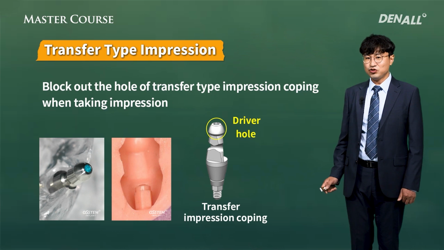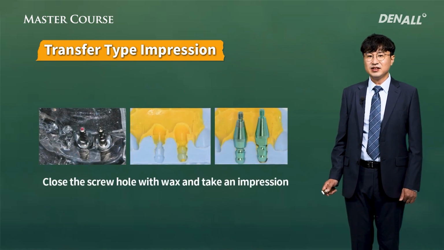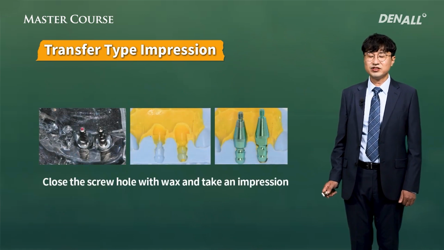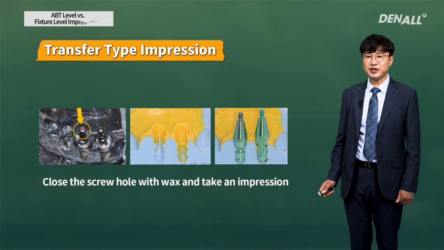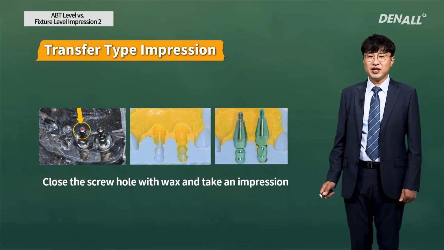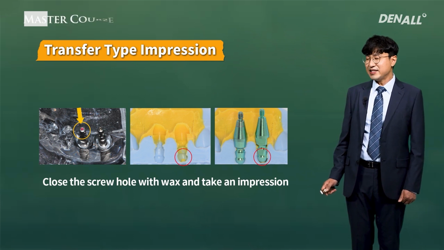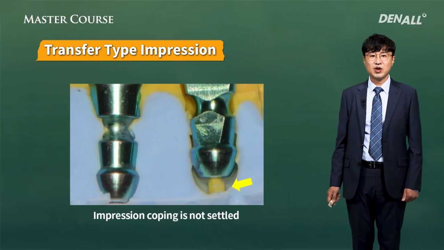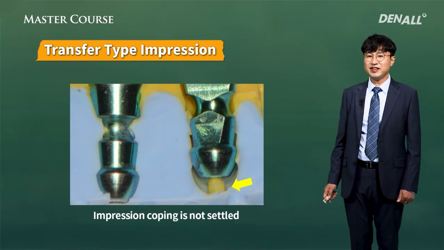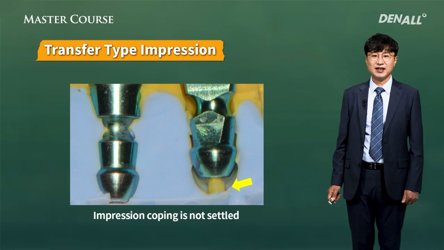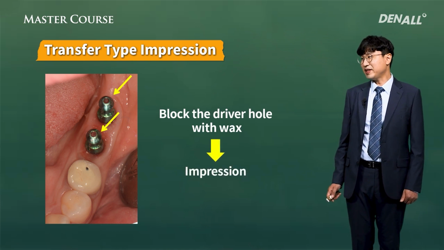Using the transfer impression coping, what is important is that the driver hole needs to be blocked out. If you take an impression with the driver hole open, mistakes can occur. Now, the circled area is where I used wax to block out. The impression is elastic, so when repositioning the transfer impression coping, because of the red circled area, it can settle insufficiently. If you enlarge it, you can understand further. If you take an impression without blocking out the driver hole, there could be more errors. I usually block out with utility wax and then take the impression.